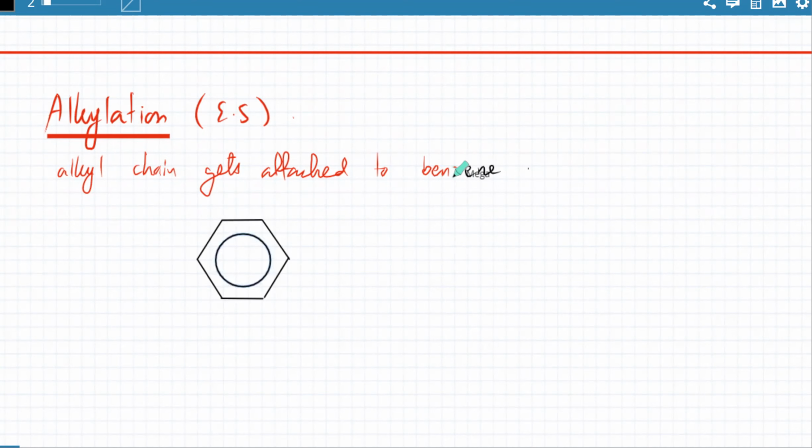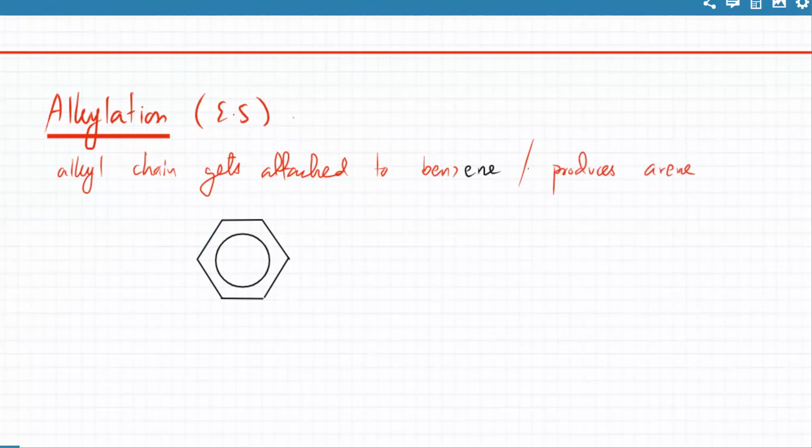Sir, how does it differ from an arene? Yes, alkylation produces an arene. Okay, but you start off with a benzene and then it eventually produces an arene.